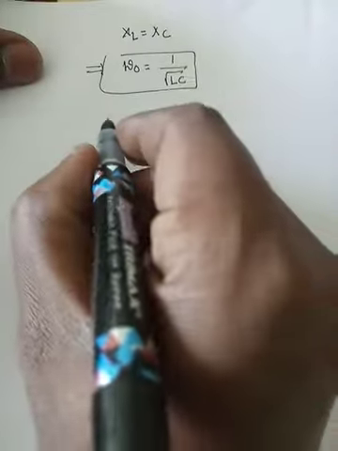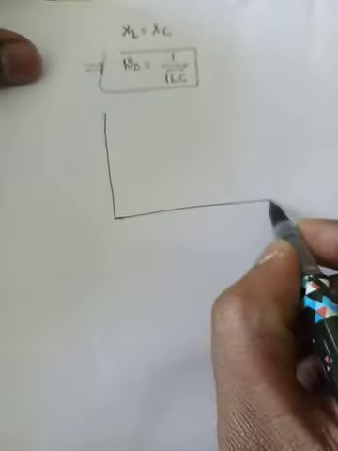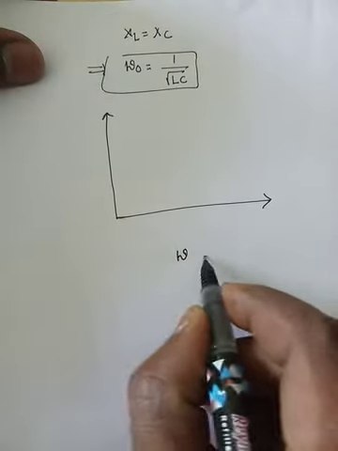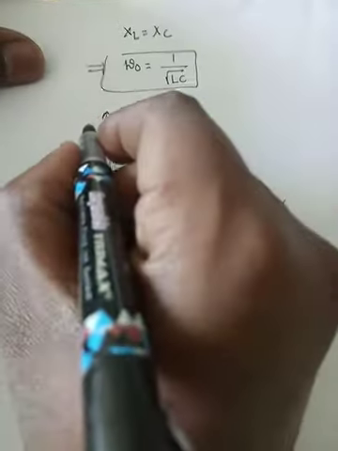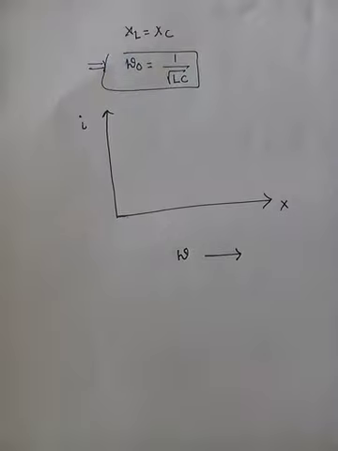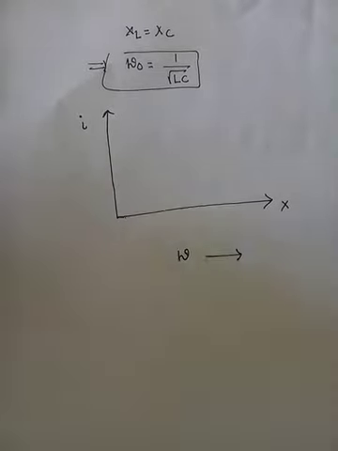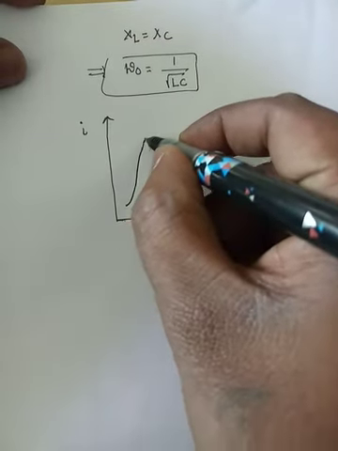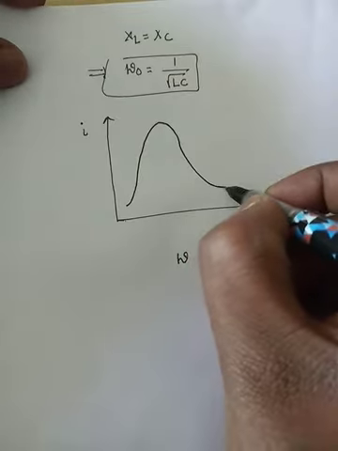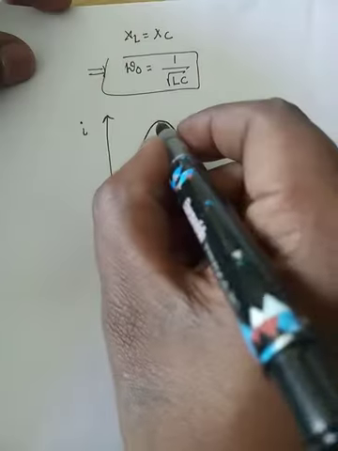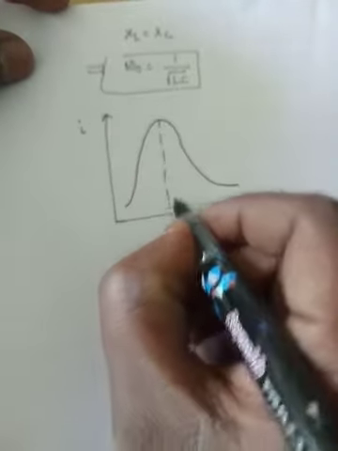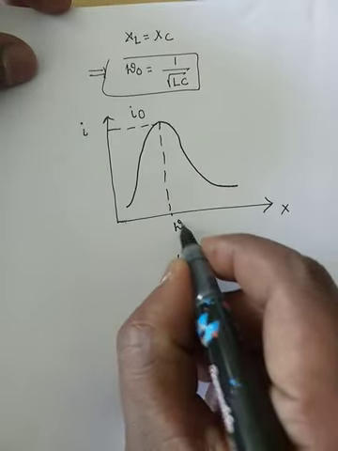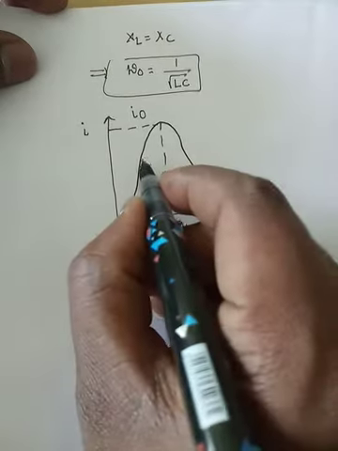If you plot a graph for frequency and current, let us take angular frequency on the x axis and the current flowing through the circuit on the y axis. As you know very well, as the frequency increases, overall the current in the circuit goes on increasing. So, we got a curve like this. At a particular frequency the current in the circuit is maximum. The maximum current is what? I naught. That frequency we call as what? Resonant frequency omega naught.